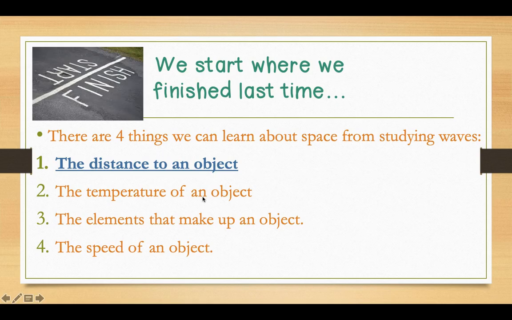Temperature of an object: remember the wavelength that comes from the sun. We can measure that. There's a math equation, and we can figure out the temperature. Elements that make up an object: we can measure those things called spectral lines from what appears in space compared to what appears in a lab situation here on Earth. We can compare them, and we can actually just match spectral lines to determine the composition of an object.